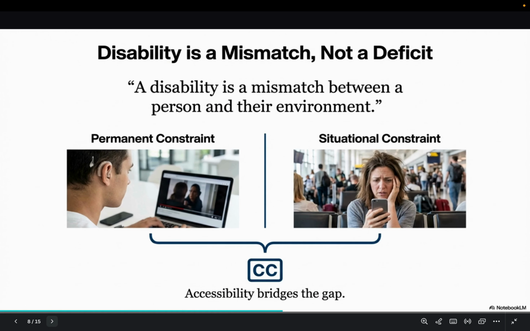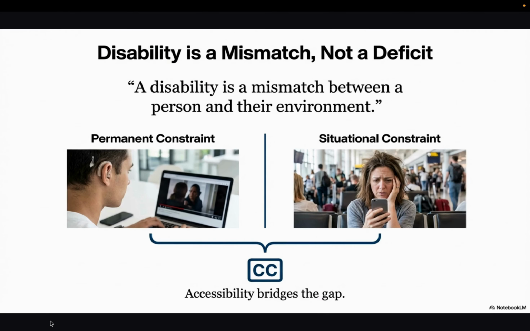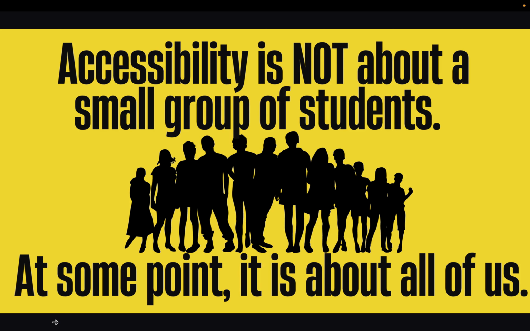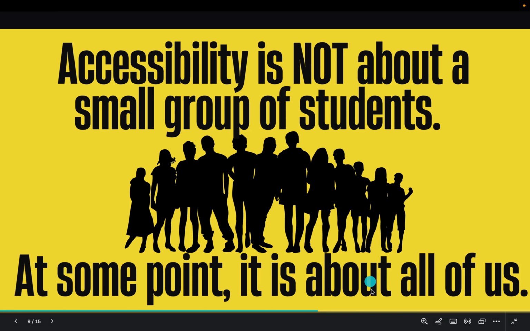And so we're thinking about not just disabilities. A disability is a mismatch between a person and their environment, and there are different constraints that go along with that. So you do have people who have permanent constraints, like the person in the picture on the left here with the hearing impairment, but there are also situational constraints. So if you're in a crowded airport or coffee shop, you might be having trouble watching a video that the district sends out. So accessibility can help bridge the gap between these constraints. We're really looking at accessibility. It's not just for a small group of students, it's really about all of us.